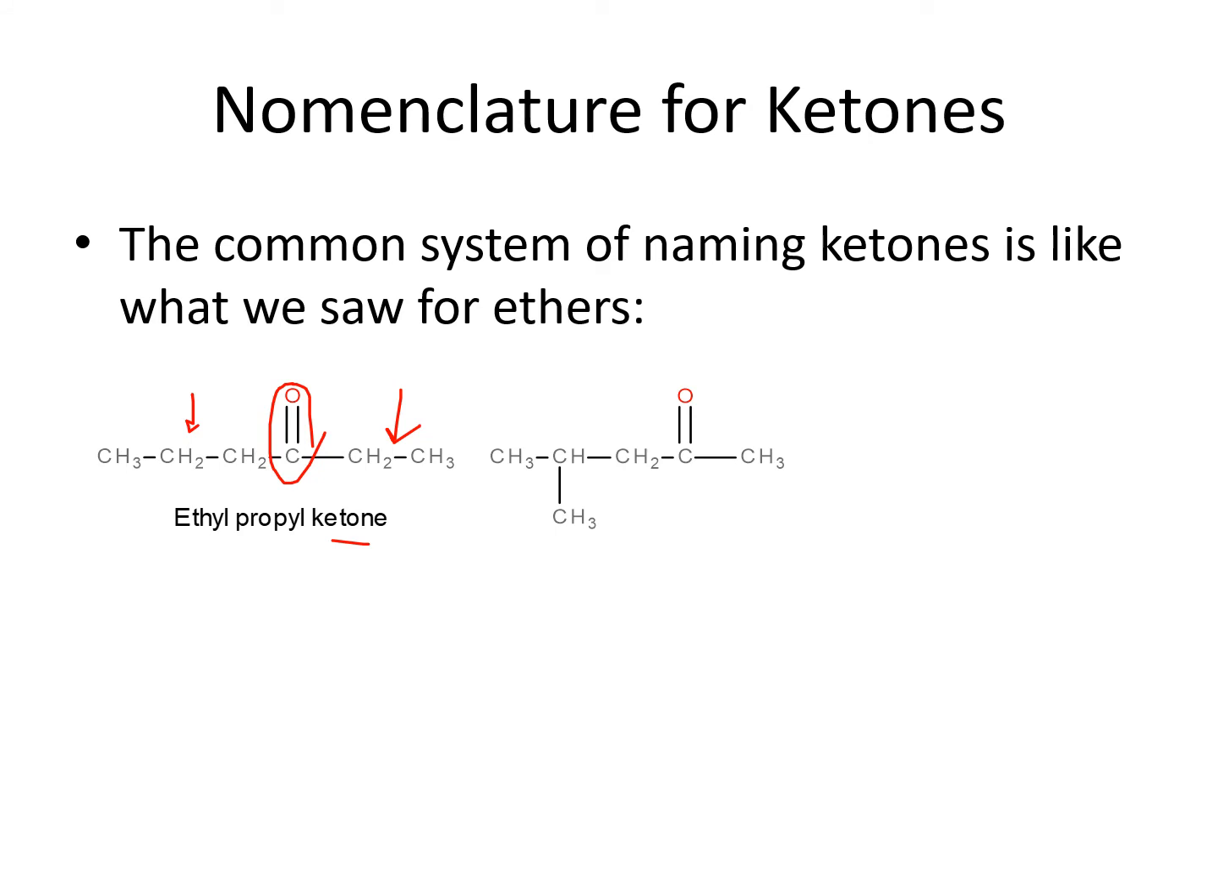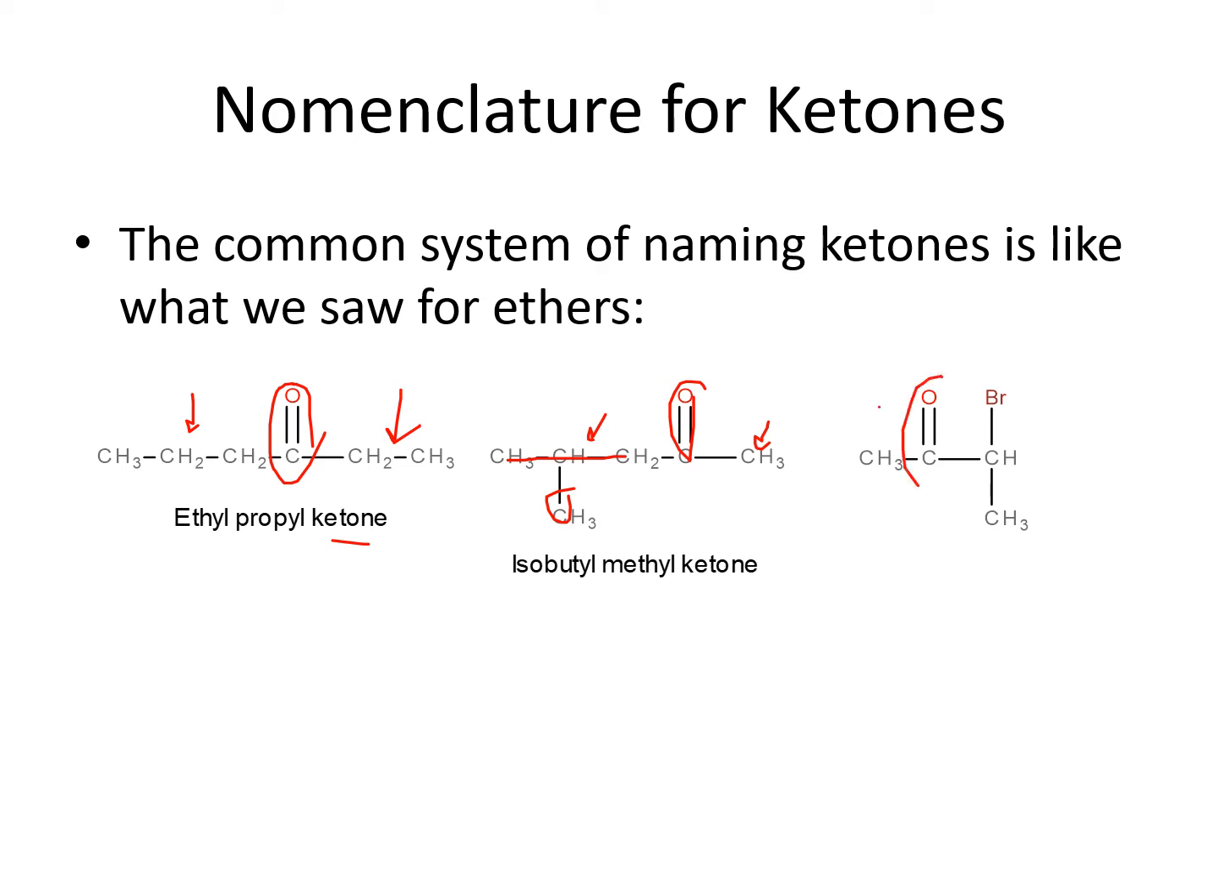And here's another one too. There's our unit there. We've got a methyl group here, and then this could be an isobutyl group. So isobutyl methyl ketone. You could also name this one as some kind of 2-methyl propyl group, but isobutyl is just as acceptable here.